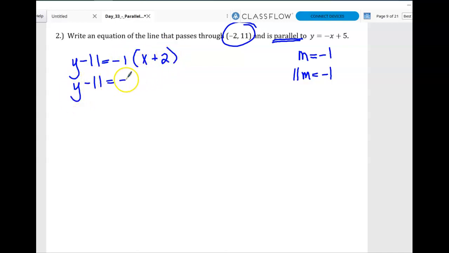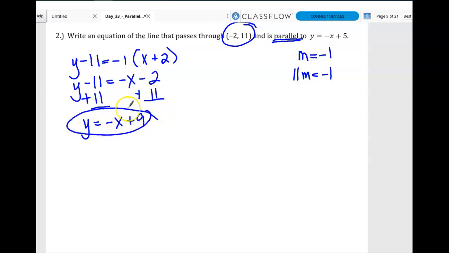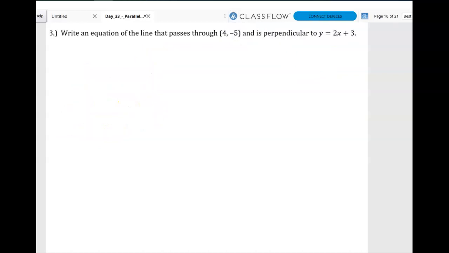I just distribute it, and then I add 11 to both sides. So y is equal to -x plus 9. So those two were examples of parallel lines. Now we've got an example of perpendicular lines.